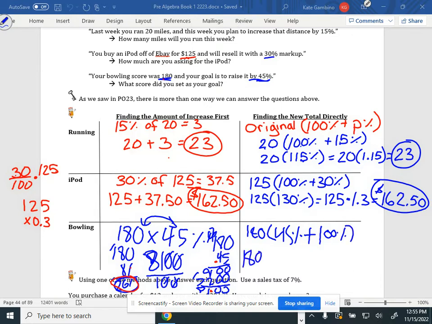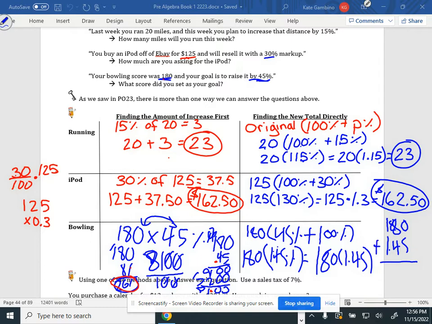So he knew the original score was 180. Multiply that by the 100% plus that percentage increase of 45% gave us 145%. So 180 times 145 is the same as 1.45. Because we can't multiply the percentage, we have to convert it to either a decimal or a fraction. So when he did 180 times 1.45, he's going to work that out for us. And we are going to see if we get that 261.